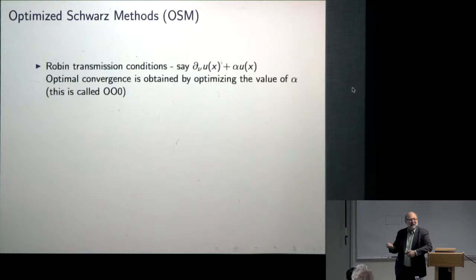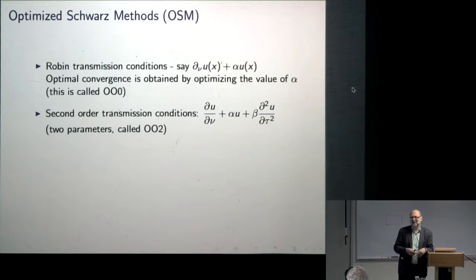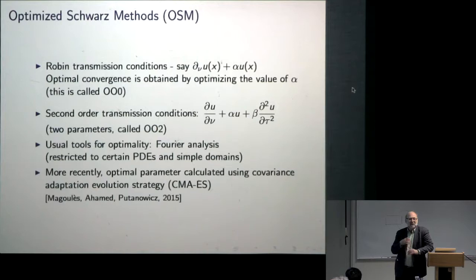See? In 1 minute, you know everything. Well, some people say, what if I use 2 parameters? Then I can presumably do better. And you do, it's more expensive, you do more things, but people do this. Until recently, the only way to find these parameters, I mean, how are you going to find this parameter? You have to write your problem. Now you have an optimization problem that involves a lot of stuff. It's the spectral radius of the iteration operator that involves your PDE. And then you want to find the minimum.